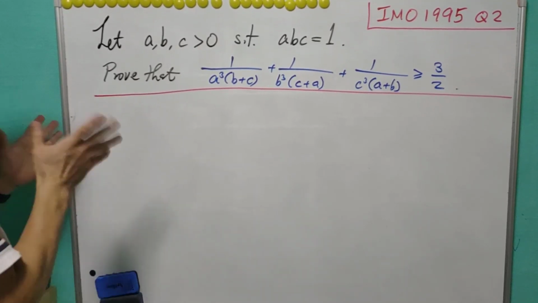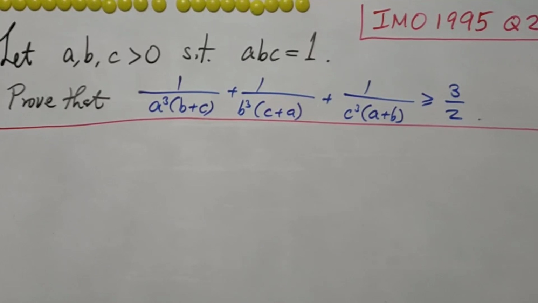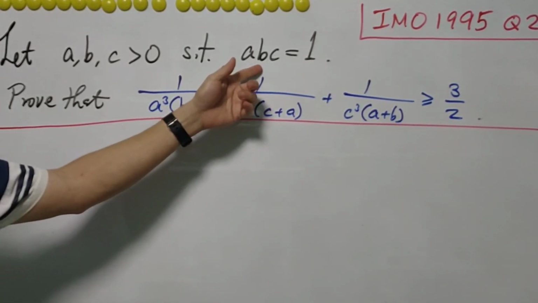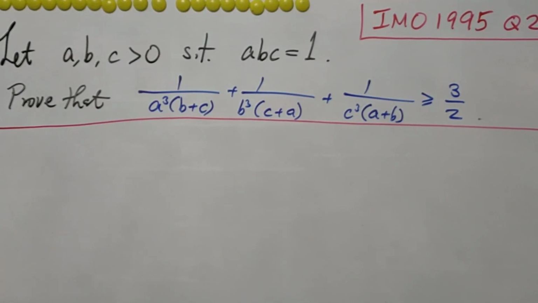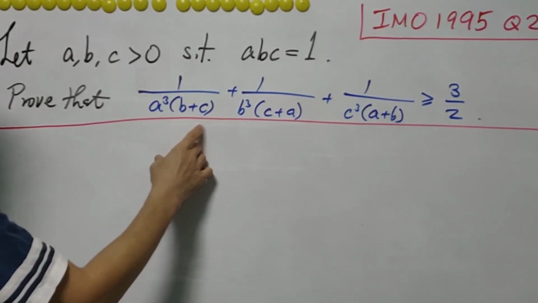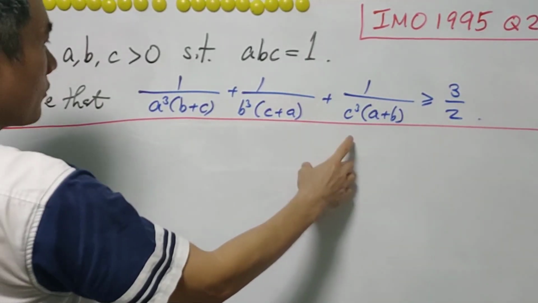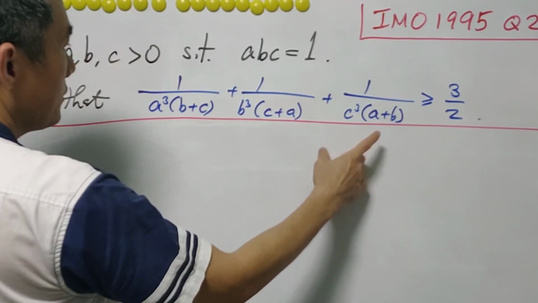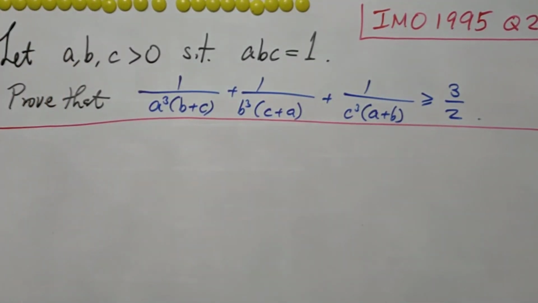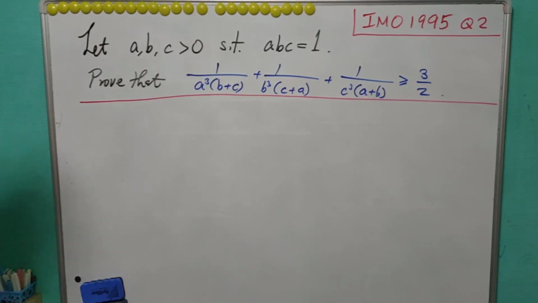For today, let's look at this question from IMO 1995 question 2. Let a, b, c be positive real numbers such that the product equals 1. You are asked to prove that 1 over a cubed times (b plus c), plus 1 over b cubed times (c plus a), plus 1 over c cubed times (a plus b) is at least 3 over 2. We are going to use the Cauchy inequality and the AM-GM inequality to prove this inequality.